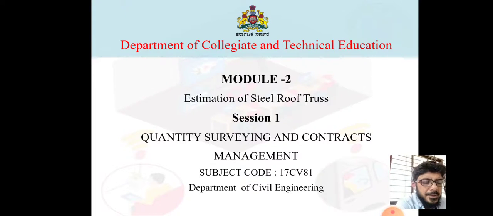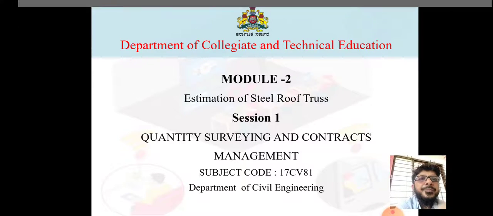We learn the details estimate of steel roof truss. It has a lot of components. So in today's session we'll see the detail estimate of steel roof truss.